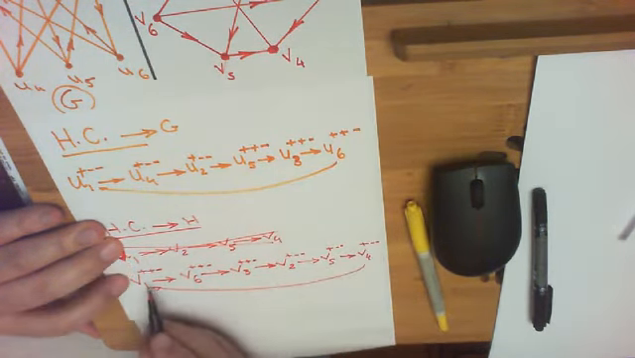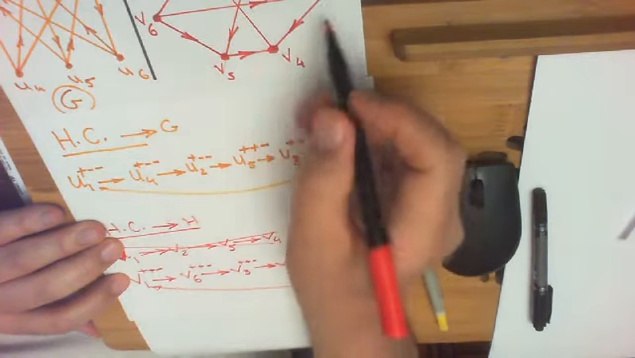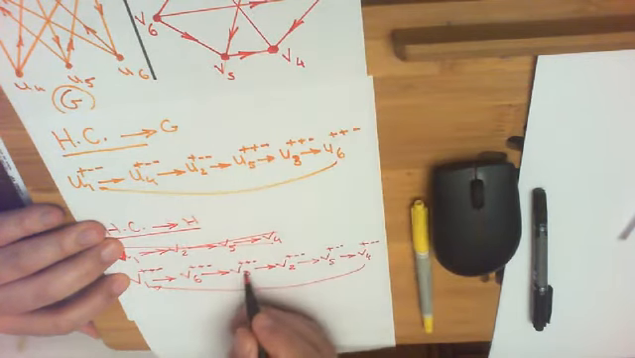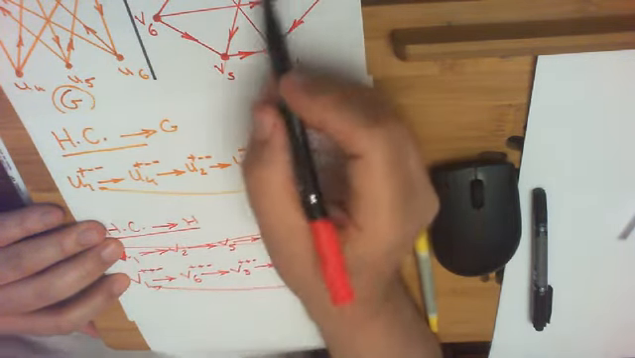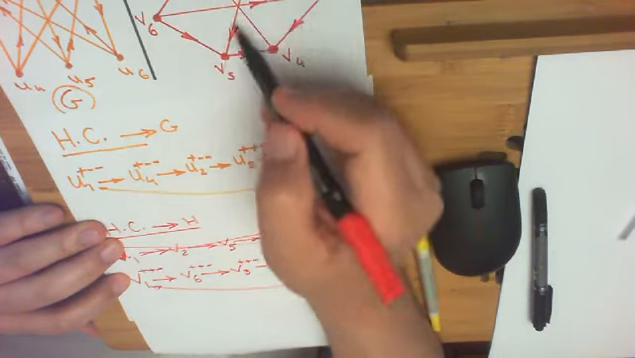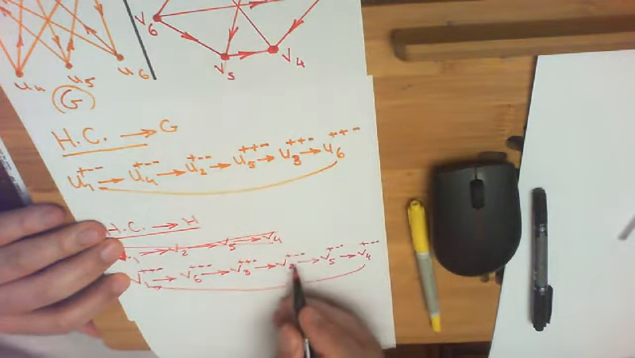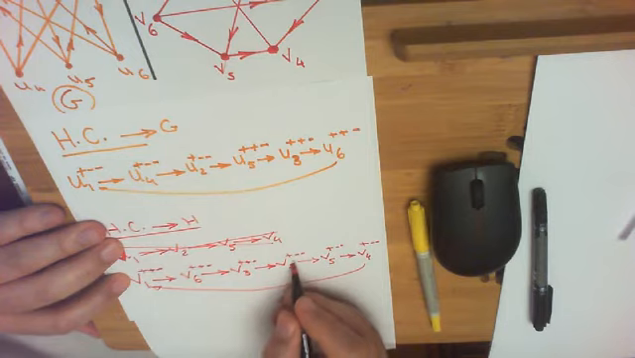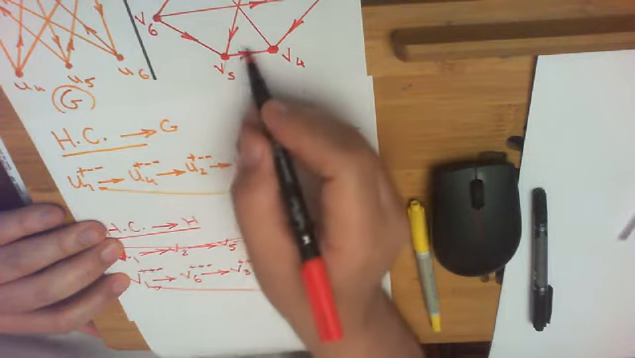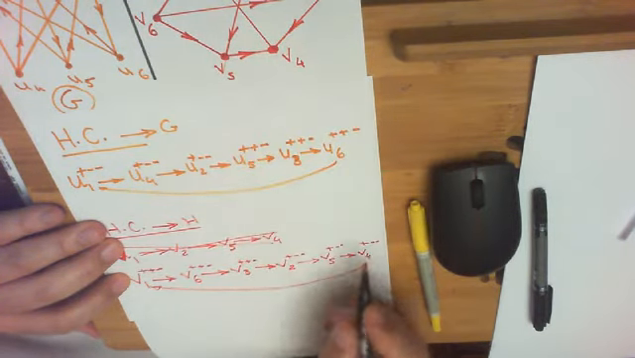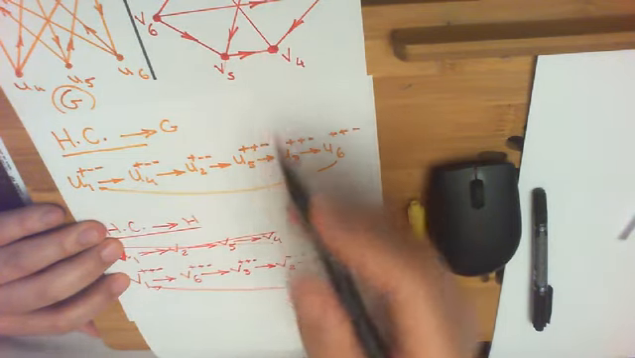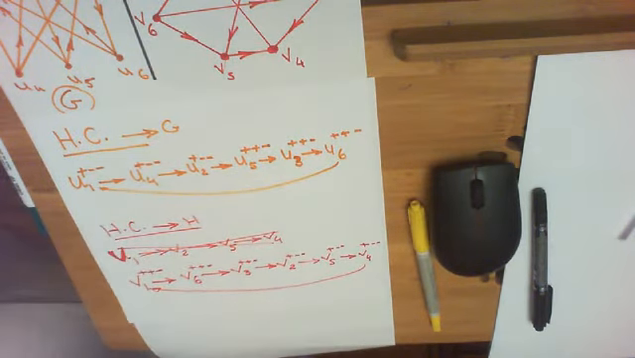V1, 1 in, 2 out. V6, 1 in, 2 out. V3, 1 in, 2 out. V2, 2 in, 1 out. V5, 2 in, 1 out. V4, 2 in, 1 out. Okay.